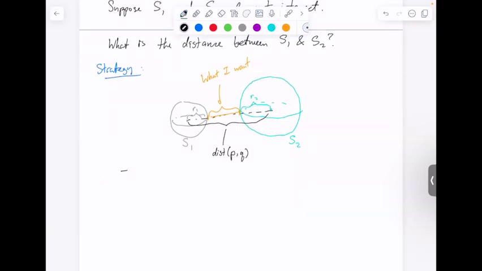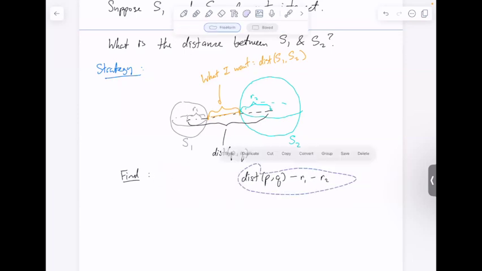So find the distance between P and Q, between the centers of these circles, minus R1 minus R2. Because what I want is the distance between the two spheres, and if I add the distance between the two spheres plus R1 and plus R2, then I get the total distance. So I just do some basic algebra, and this is what I get. Okay.